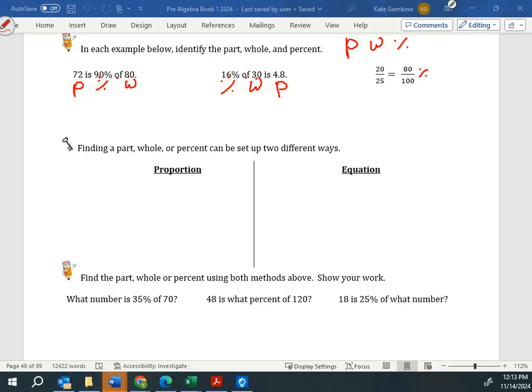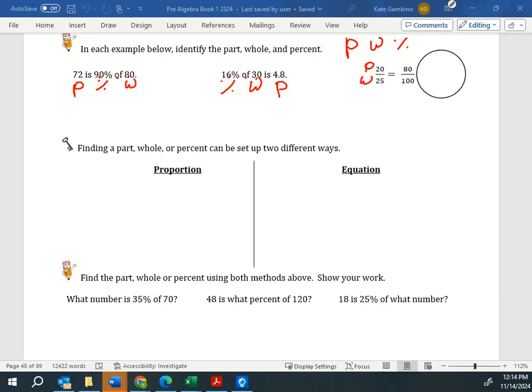Then we have 20 over 25. Which one's our whole? Rocco? How did you know that, Rocco? The bigger number. The part is going to be smaller than the whole. Right? A part of the whole is going to be smaller. Those pieces make sense? Okay.